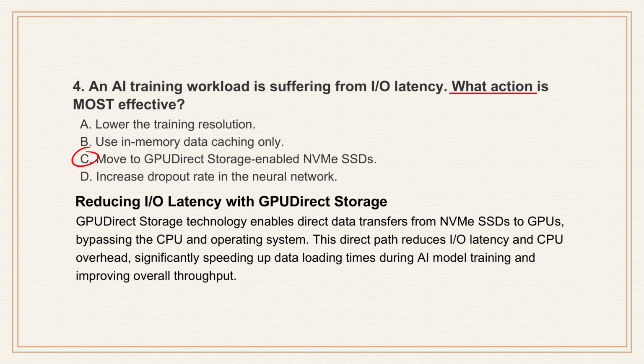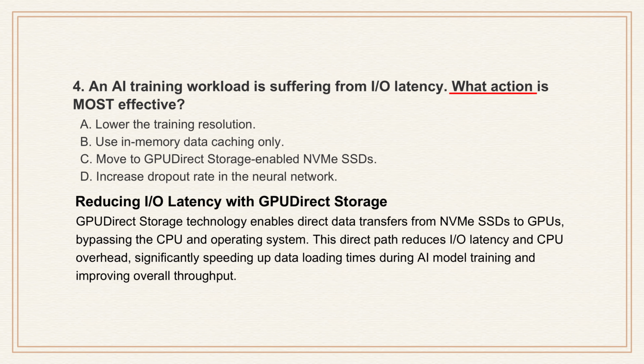Well, the explanation cuts right to it. GPU direct storage lets data transfer directly from NVMe SSDs, those super fast solid-state drives. Exactly, the ones usually on the high-speed PCIe bus. It lets data go straight from there to the GPU's own memory. And the crucial part, it bypasses the host CPU and the main system memory.